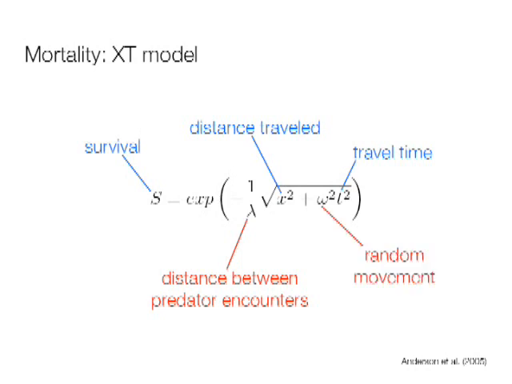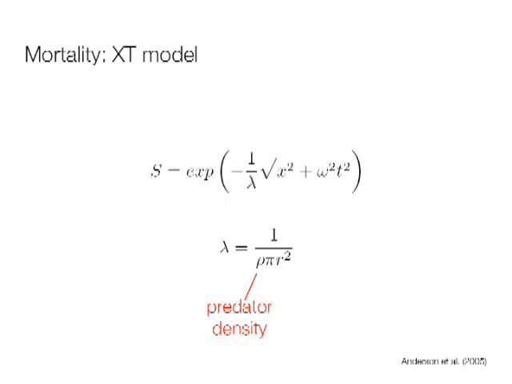And then another parameter is this random movement. So you can think of that as either the random movement of the smolts, or you can think of it also as the random movement of any predators that may be in the system. So this mean free path has two components in it. One is the density of the predators, and then another is what's called the predator's reaction distance.